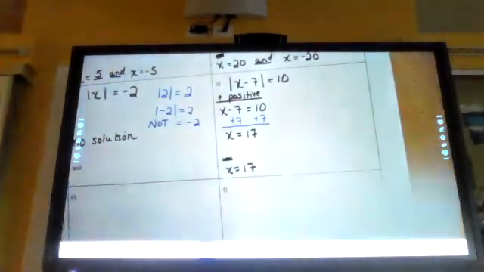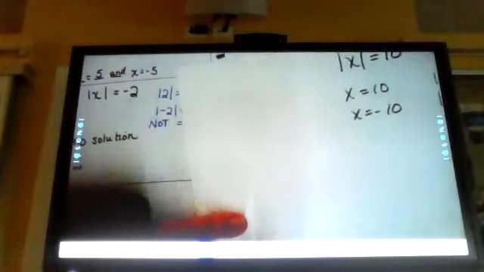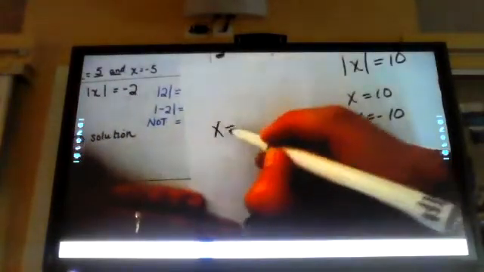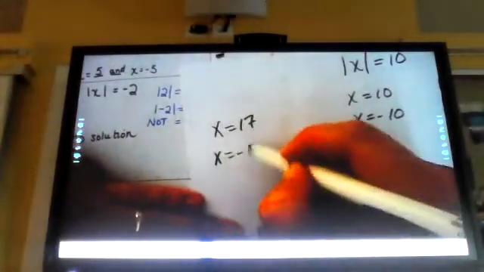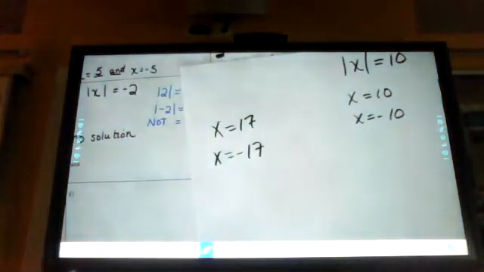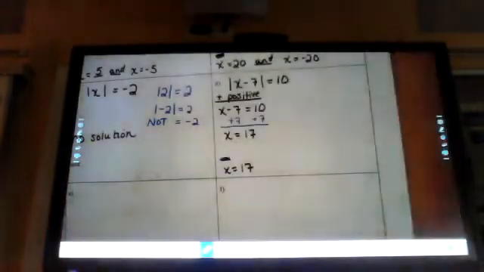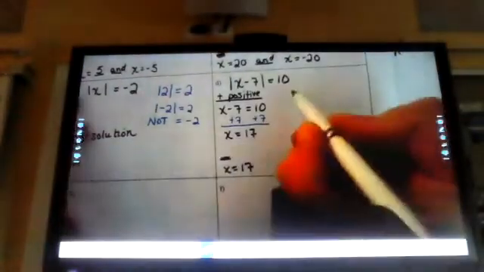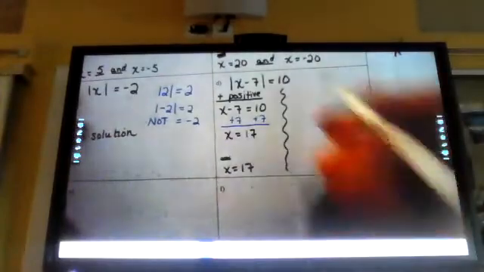Now be careful, because here's a very common thing that students love to do. They'll be like, oh, it's X equals 17 and X equals negative 17, and they just leave it. Be careful. Not all of our problems work out so nicely. It's pretty rare when our problems work out that nicely and are symmetric, like just positive and negative, because you have to check the negative case.